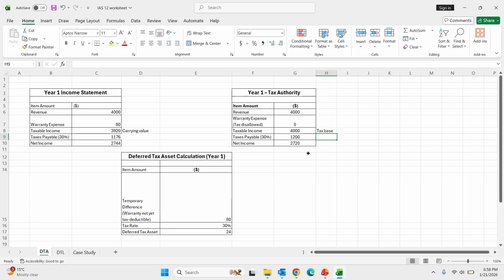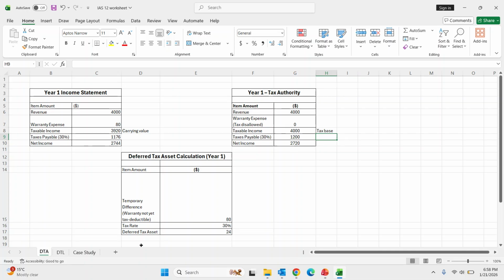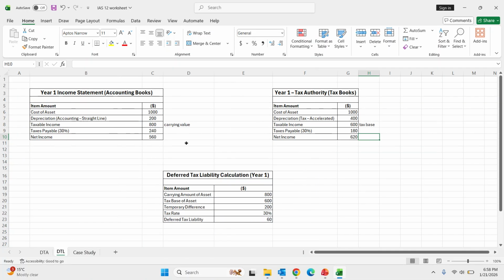So you see, more tax is paid today, which will lead to tax saving in the future. This is the concept behind deferred tax asset. And the same but opposite for deferred tax liability.